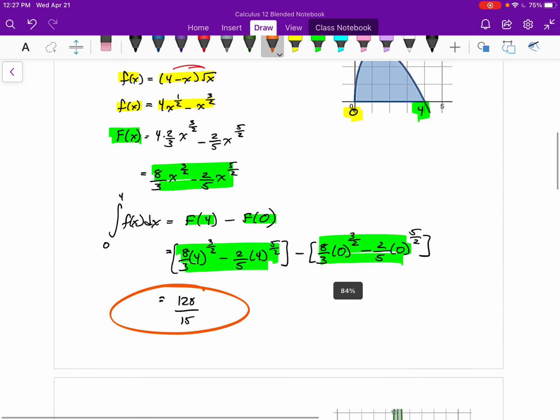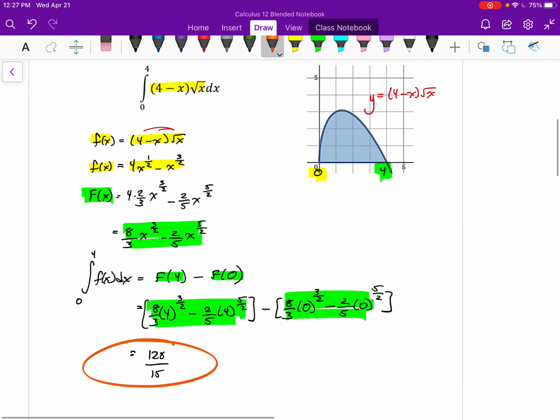All right, so notice if I just look back, that value of 128 over 15 is the exact area of that region that's been shaded. And about half of my work was working with the antiderivative, and half was getting to a point before I could find the antiderivative.